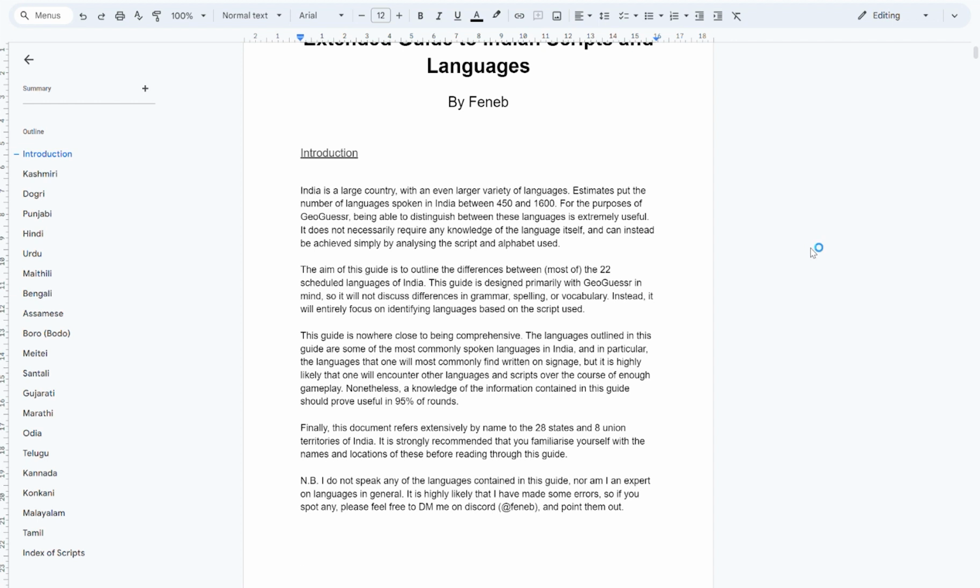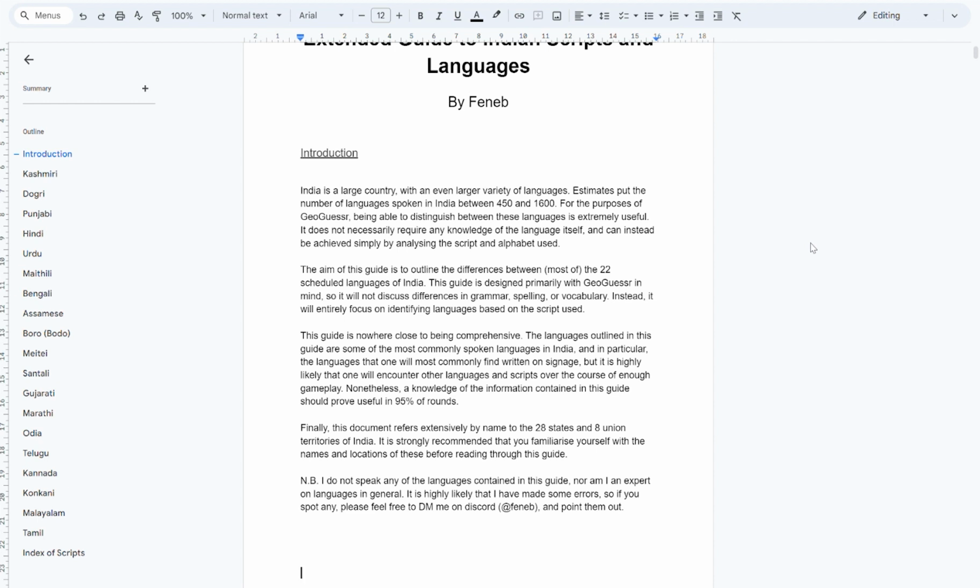Those are the languages that the Indian government has placed priority on. They're acknowledged in the constitution, and I cover most of those in this guide. Some, like Sanskrit, which is the holy language of Hinduism, used for a whole bunch of Hindu texts, I haven't covered, because you'll very rarely see Sanskrit written anywhere in GeoGuessr.